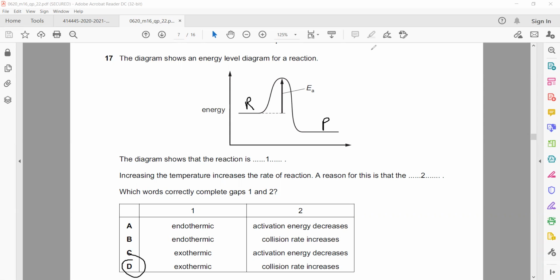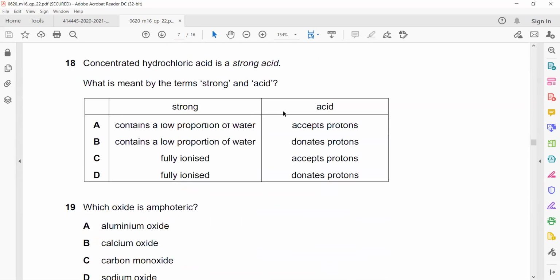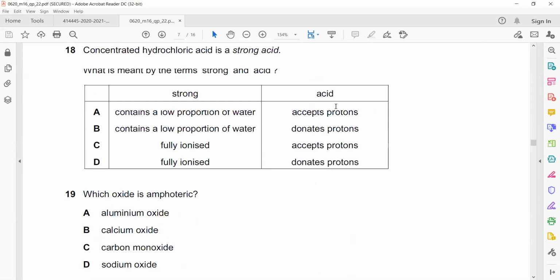And rate of reaction, even exo or endo, rate increases with the temperature. Yield decreases if the reaction is reversible. For exothermic, yield decreases. For endothermic, yield increases.